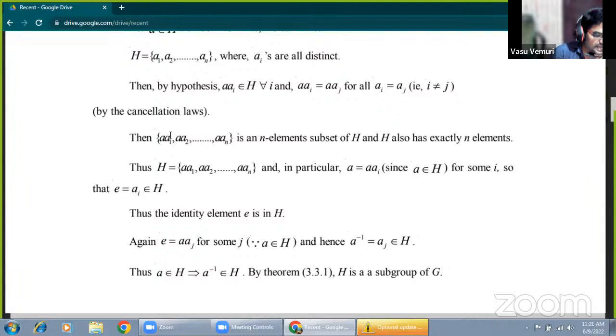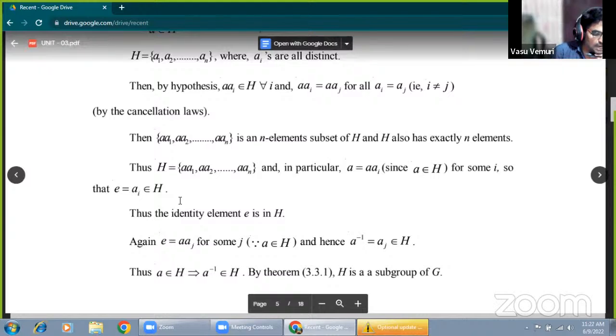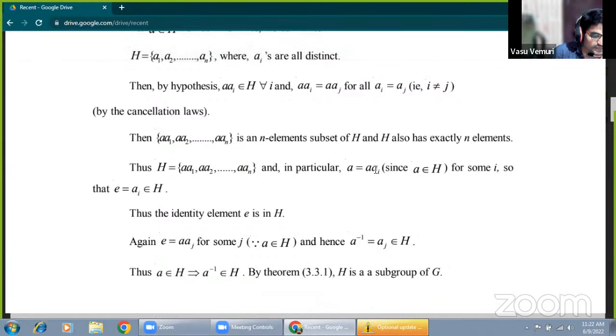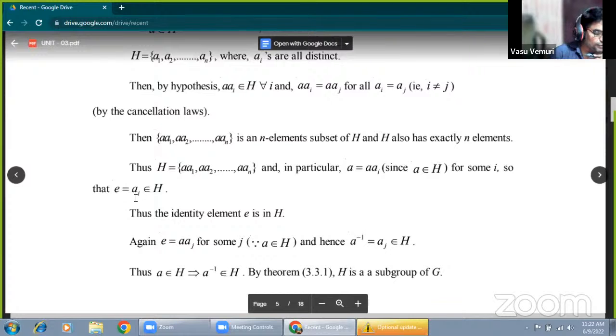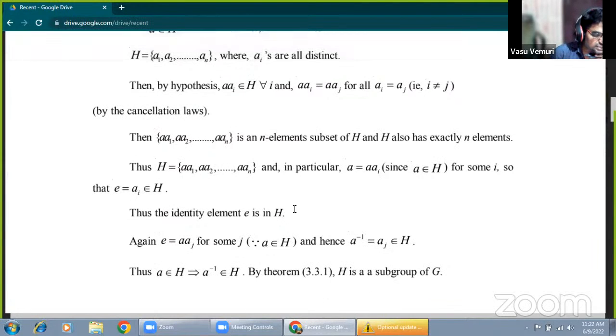In the same manner, now it is particular that Ai equals A. Suppose A belongs to H. Okay. Now here, what is Ai? A equals Ai means Ai must be the identity. A into E equals A. Therefore Ai equals E. So the identity element also belongs to H.